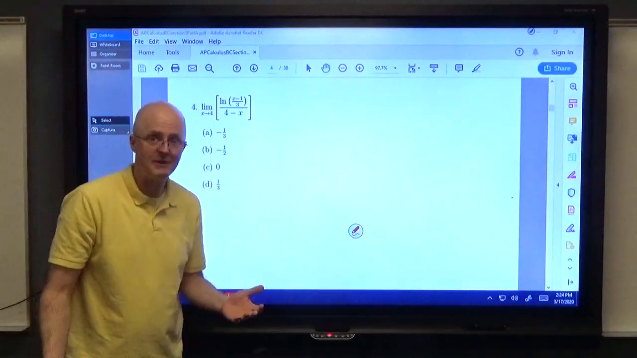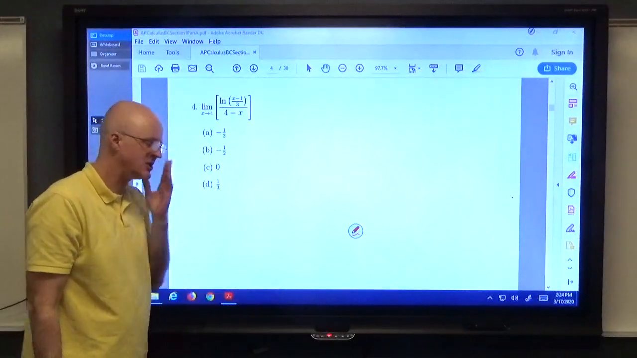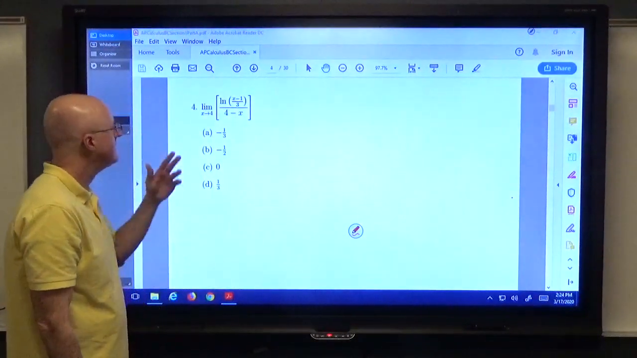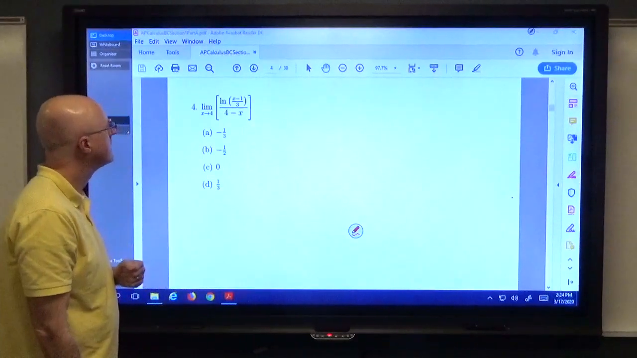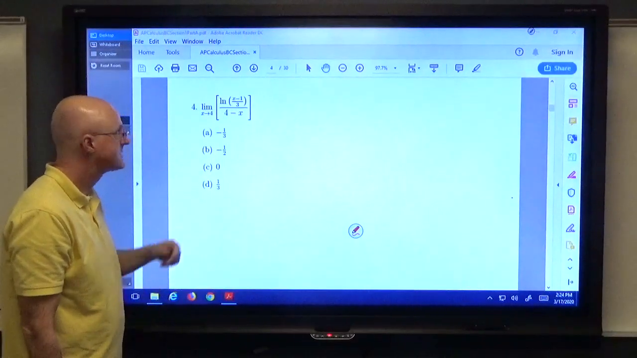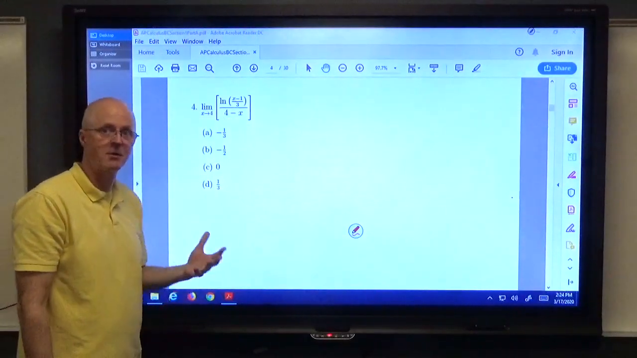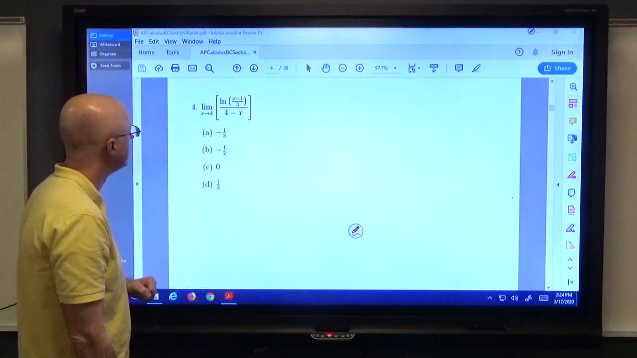This is where you hope you can use L'Hopital's rule. And yes, you can, but it really should be checked first. You need to check that this is really a 0 over 0 indeterminate form. Are both the top and the bottom going to 0 as x approaches 4? Certainly the bottom is. 4 minus x is approaching 0 as x approaches 4. What about the natural log of x minus 1 over 3?